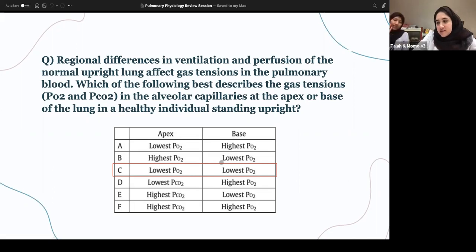Doesn't that make sense? Because at the base of the lung, we have a lot of physiological shunting, the gas tensions are affected, we're gonna have mixed venous blood and so on. So the oxygen level is not going to be as high as, let's say, in the middle of the lung. Do you guys get this, or is it confusing?